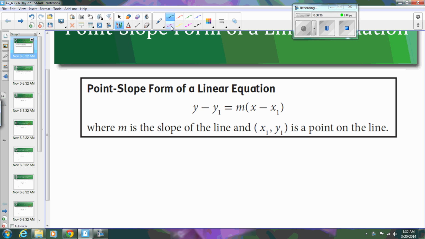So by known, I mean that we know this point. It is something like, let's say it's 2, 3, something to that effect. So this is not a variable x1. x1, y1 is not a variable.